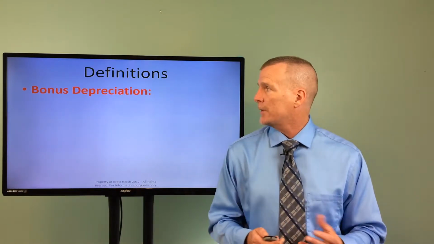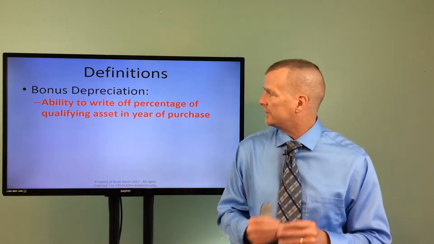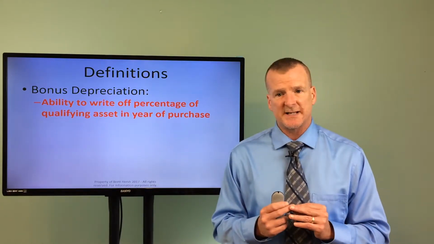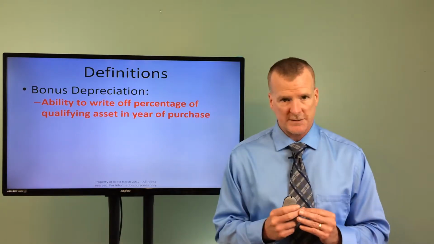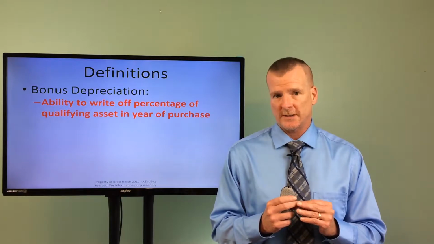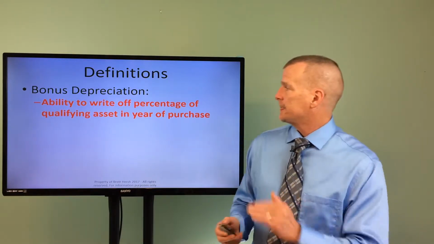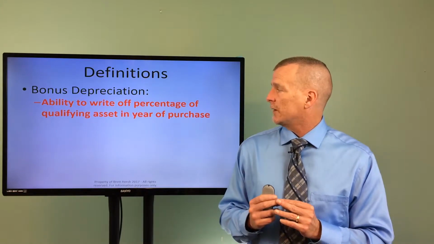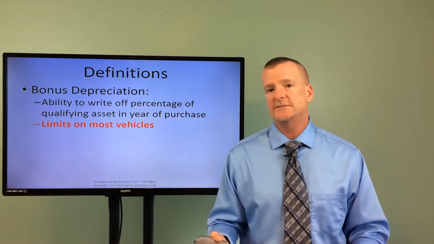Let's do a definition on bonus depreciation. Bonus depreciation is the ability to write off a percentage of qualifying assets, those that qualify for bonus depreciation, in the year of purchase. So this is a special part of the tax code that Congress enacted mainly to stimulate the economy a few years back, but they've kept it around. It's the ability to write off a percentage of qualifying assets in the year of purchase. However, this is limited on most vehicles.